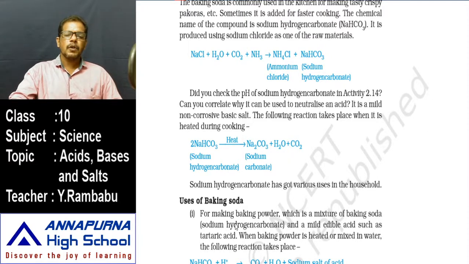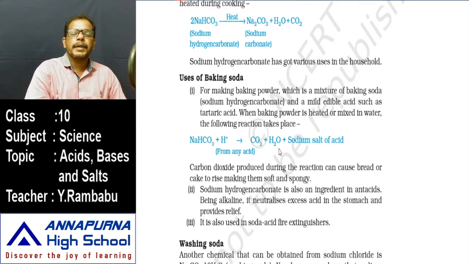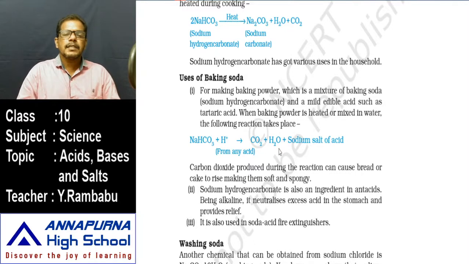And this baking soda is used in the preparation of bakery items. That means cakes, buns, in all these, what is added? Baking soda. Then what is the difference between sodium hydrogen carbonate and baking soda? Simply, sodium hydrogen carbonate means cooking soda. The cooking soda is only sodium hydrogen carbonate.